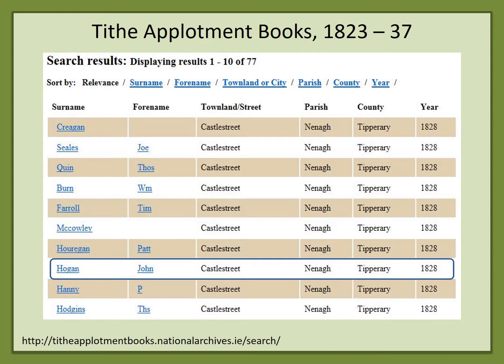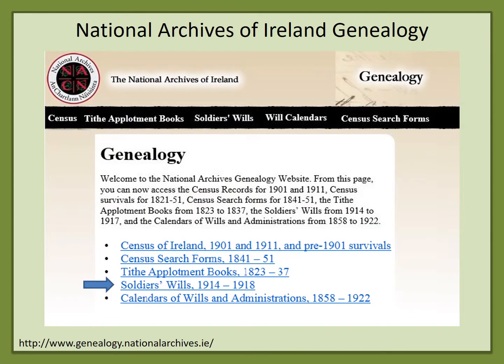It is not clear if the list is in any kind of order, but Castle Street is a small area, so all these individuals could be considered John's neighbors. Returning to the genealogy homepage, we select the Soldiers' Wills collection.